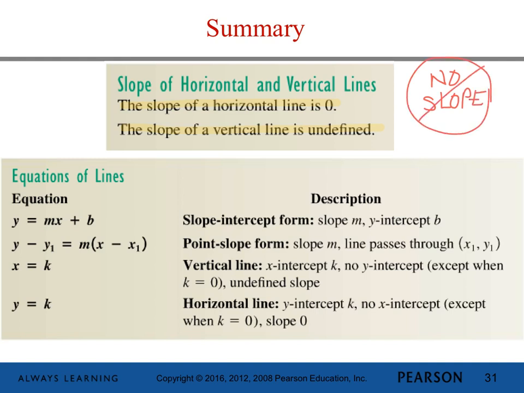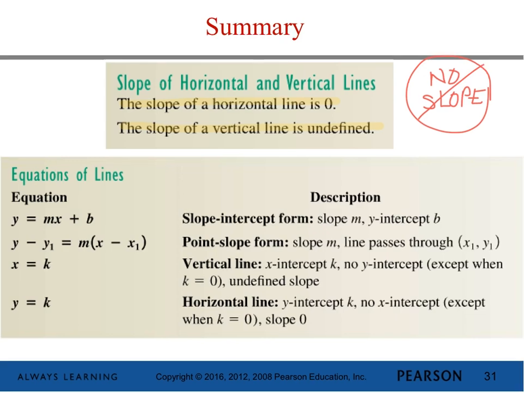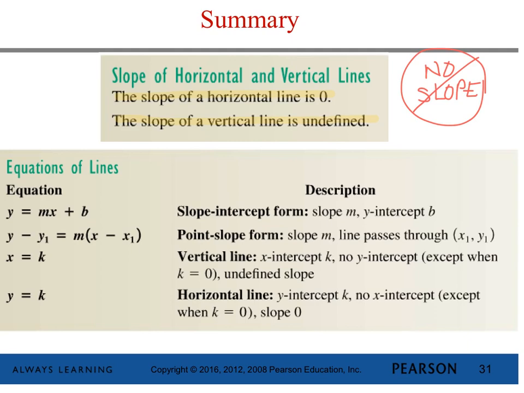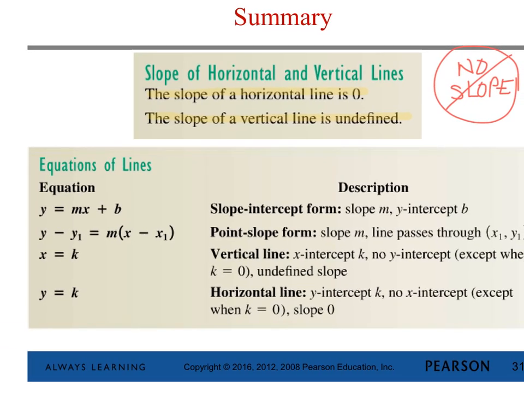We will not ever use the term no slope. Equations of a line, the ones that we're going to use, are going to be y equals mx plus b, which is the slope-intercept form of the line. We'll know that a vertical line is always x equals some number, and a horizontal line is always y equals some number.